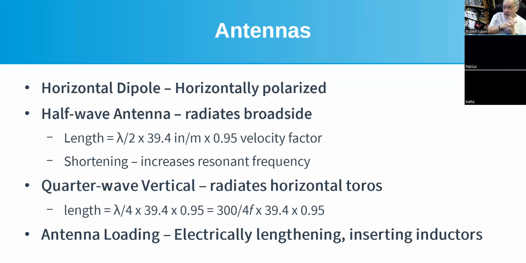Typically, a half wave dipole will have about 3 dB more gain than a vertical antenna. But it's limited to radiation broadside to the wire. And it's kind of hard to move a horizontal dipole around at lower frequencies. Now, if you get up to VHF and UHF, it's no problem because they're very small.